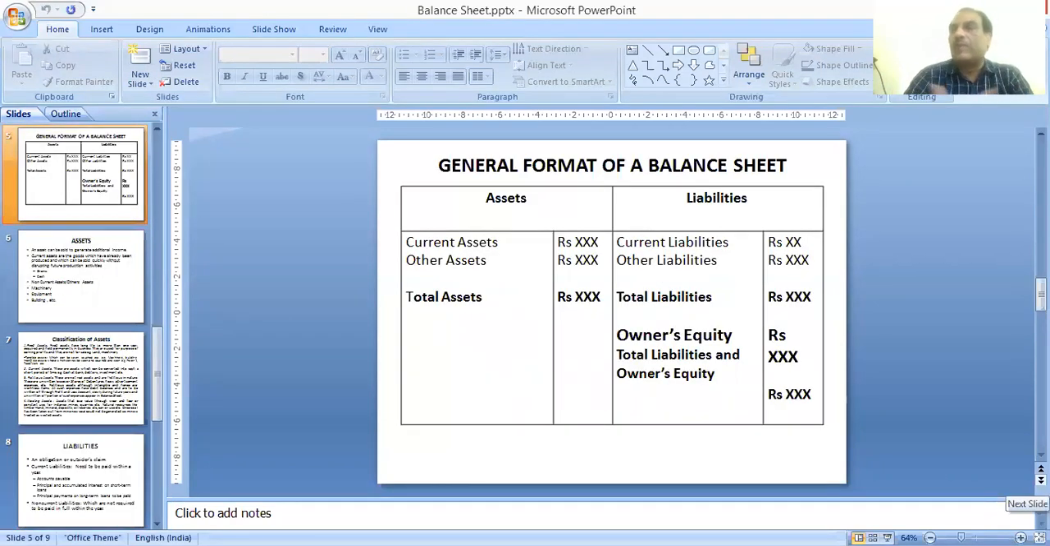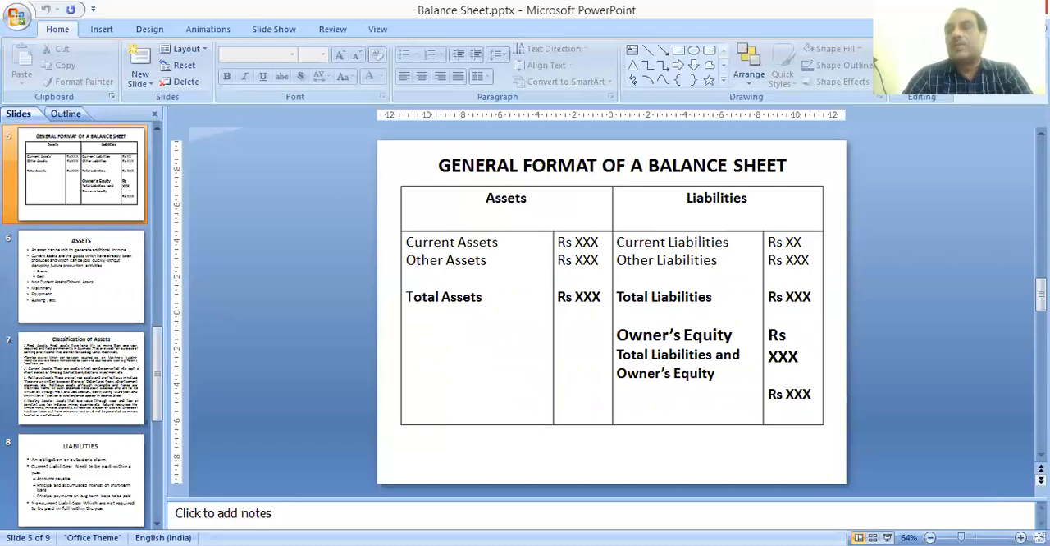Then the general format of a balance sheet has assets and liabilities. It has two sides, usually assets and liabilities. Liabilities are written on the left side. I have written assets here, but in a traditional form, you will find that liabilities are written on the left side, and all the assets are written on the right side.